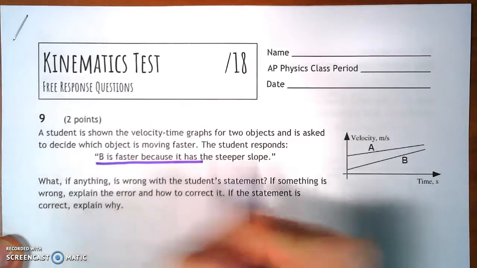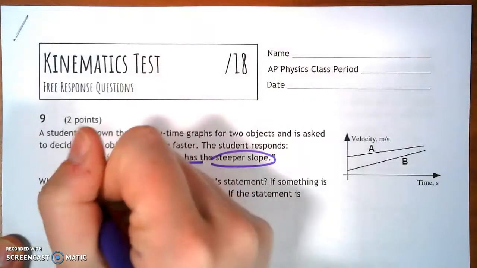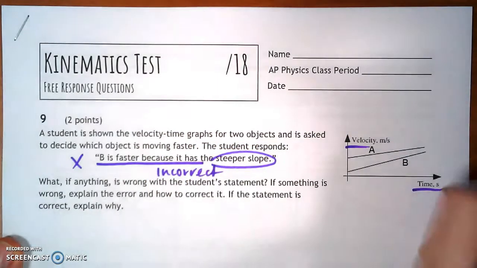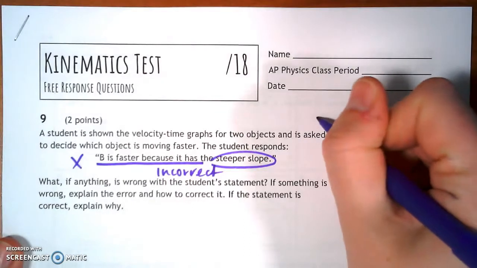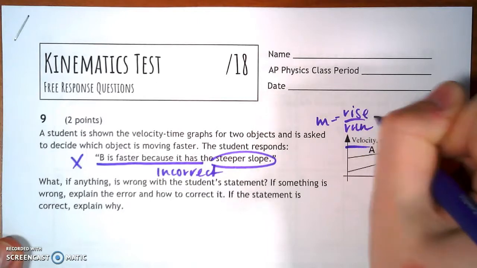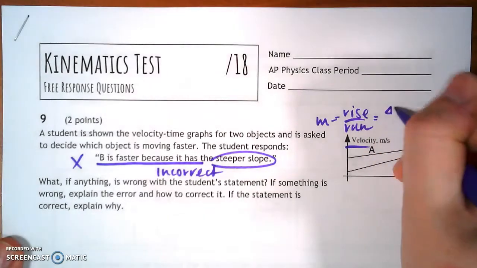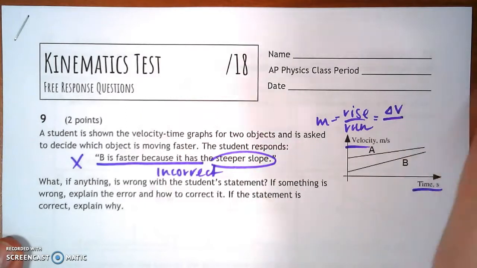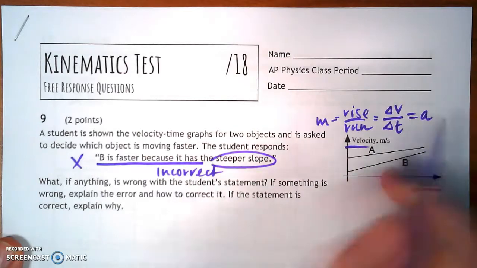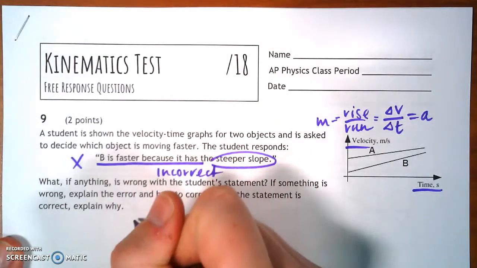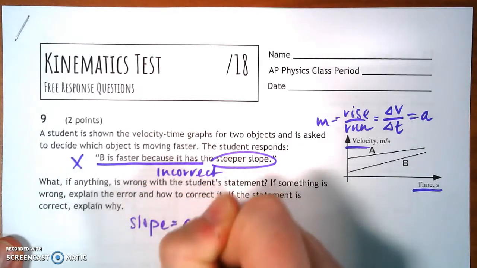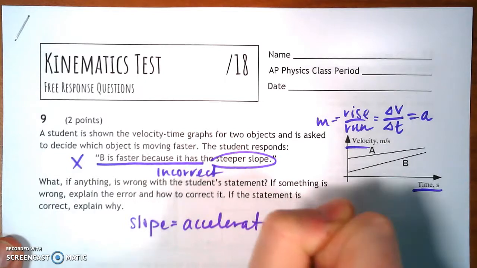Object B is faster because it has a steeper slope. This is incorrect because if you observe your graph, it is a velocity versus time graph. If you think about what the slope of a velocity versus time graph is, our rise over run is our change in our y-coordinate, which in this case would be a change in velocity, divided by the change in our x-coordinate. This is acceleration. So, the error in this student's statement is that the slope is what denotes acceleration. In that sense, they're correct.